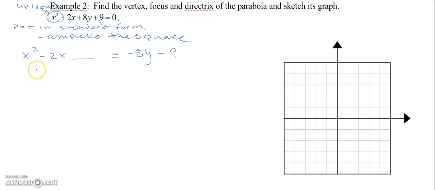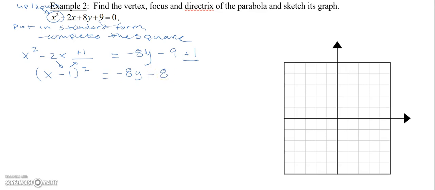So when we complete the square, we're going to take half of this middle number, which is -1, and we're going to square it. I'm going to square that -1 and add it to the other side. Since I added 1 to the left-hand side, I'm going to have to add it to the right-hand side. So if I were to factor x squared minus 2x plus 1, it would factor as this perfect square, x minus 1 squared. I'm just going to tidy up my right-hand side, -8y minus 8.